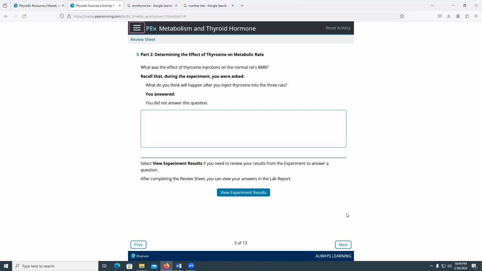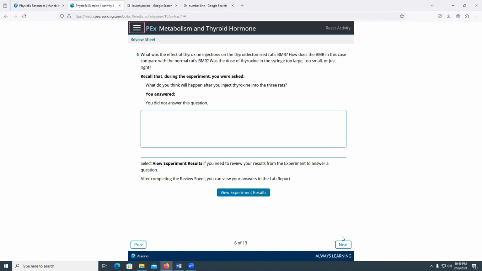Question number 6. What was the effect of thyroxine injections on the thyroidectomized rat's basal metabolic rate? So I give thyroxine to a rat that has no thyroid gland, and the basal metabolic rate is going to go up. How does the basal metabolic rate in this case compare with the normal rat's BMR? Well, it's going to go up, but it's going to be a little bit below the normal rat's basal metabolic rate.